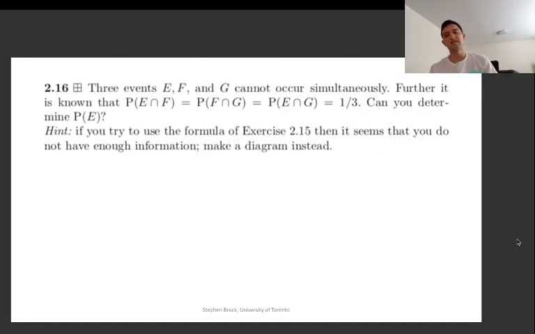All right, question 16. 3 events, E, F, and G. All right, so question 16 was actually really hard, and it was actually too hard that I'm not going to cover it in the tutorial. No, I'm just kidding. I'm going to cover it.